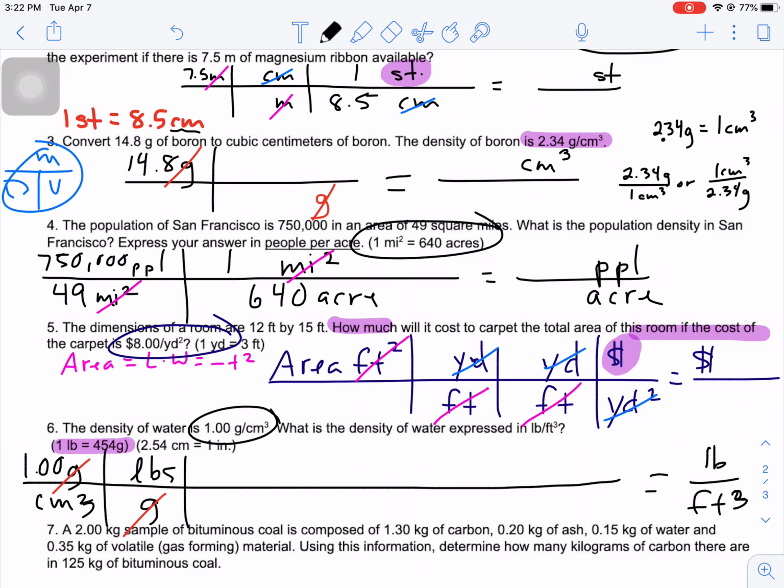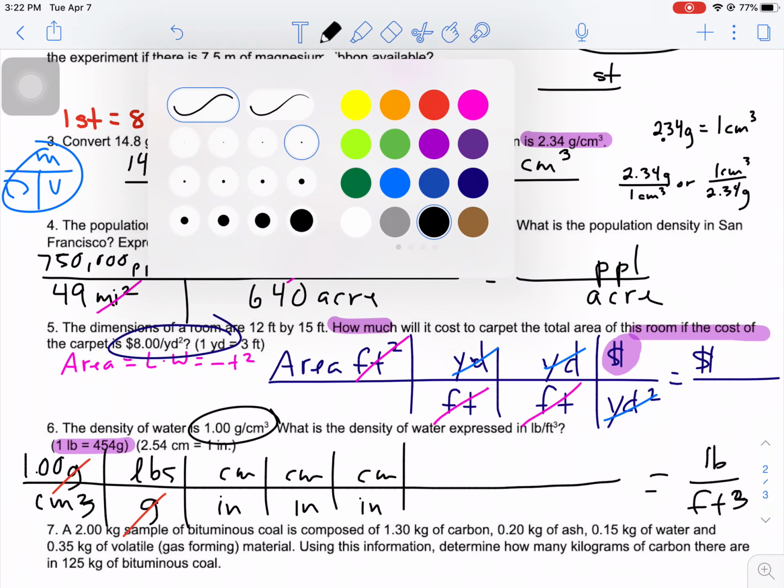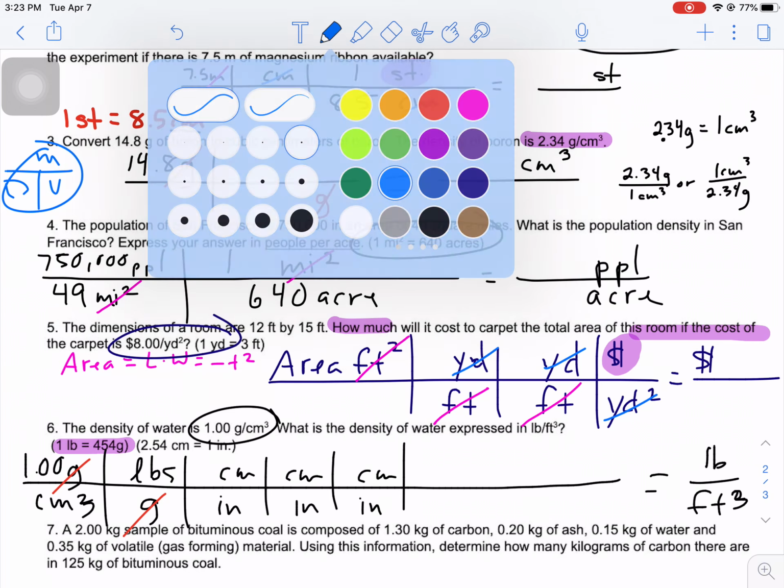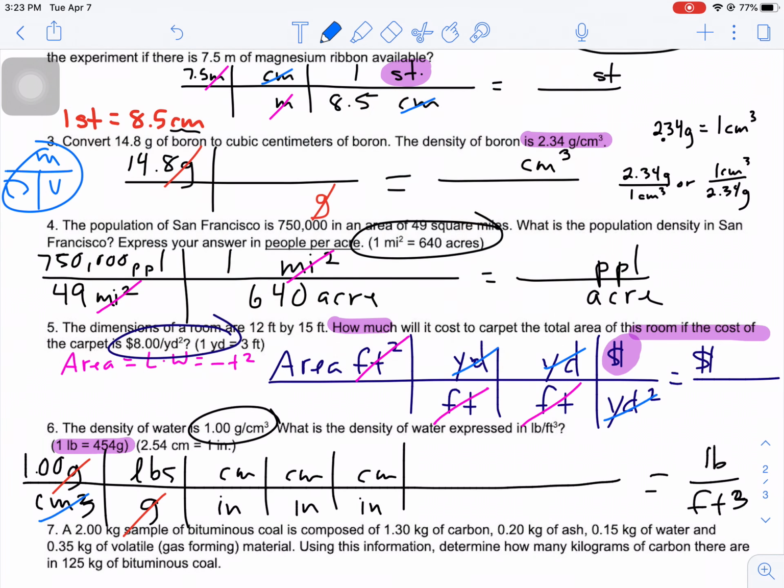So if you want to do that, you're going to have to cancel out centimeters once, twice, 3 times on top. And I don't know how to go from centimeters to feet, but I do know how to go from centimeters to inches. So I'm going to divide by inches once, twice, 3 times. I'm going to show my unit cancellation in blue for this one. So a centimeter cubed is canceled out 1, 2, 3 times on top.